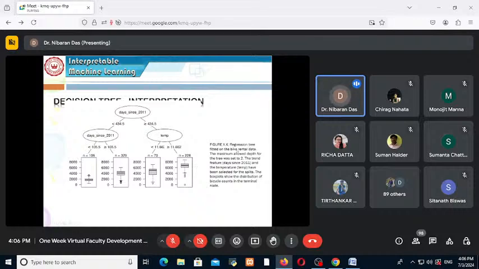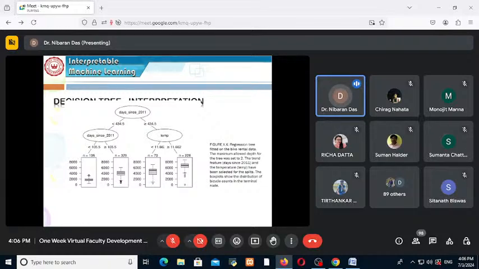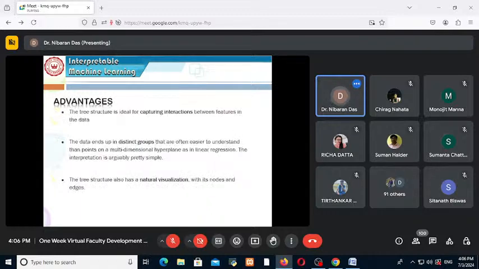So this is a regression tree fitted on the bike rental data. The maximum allowed depth for the tree was set to 2. The features days since 2011 and temperature have been selected for the splits. The box plots show the distribution. The advantage of this one.